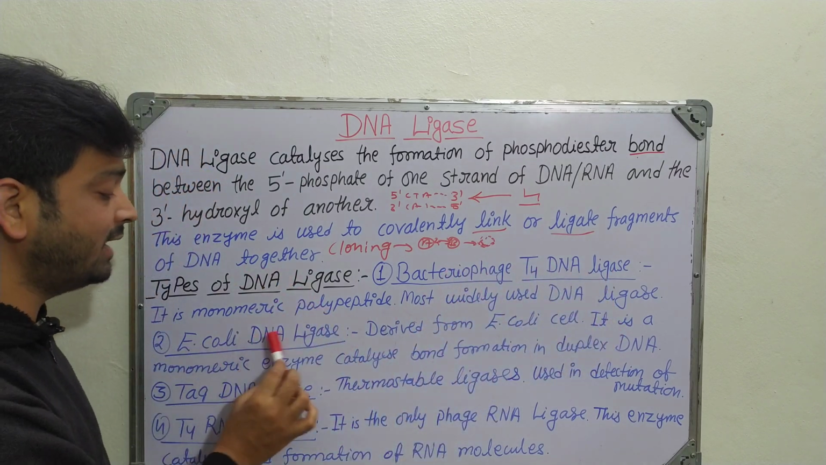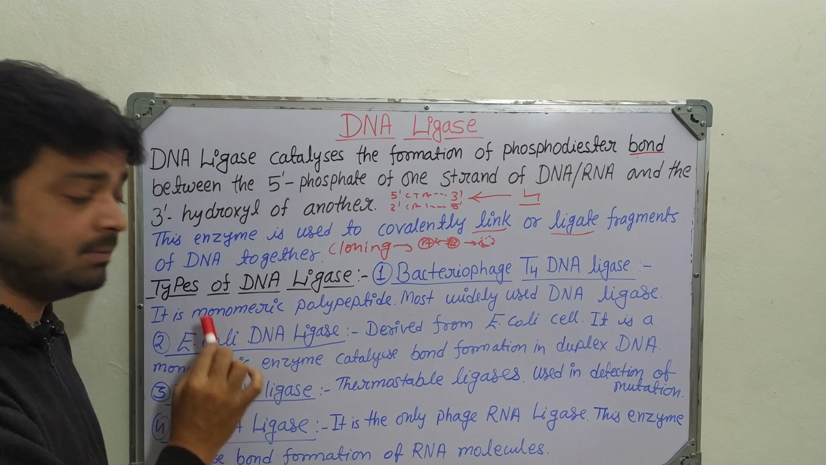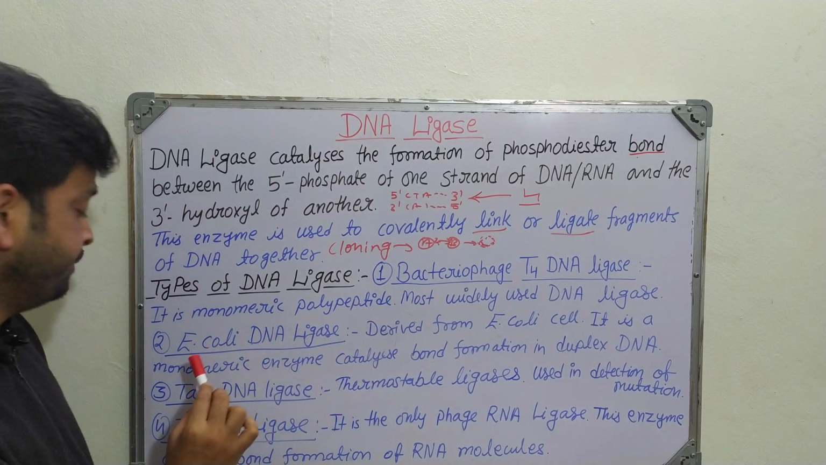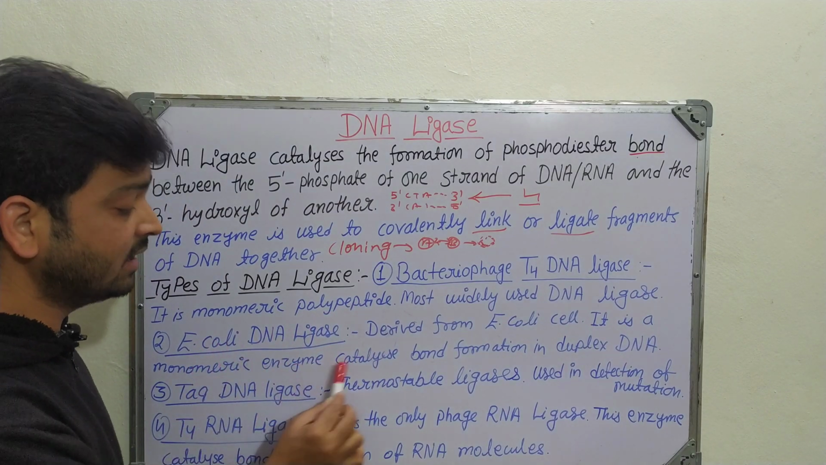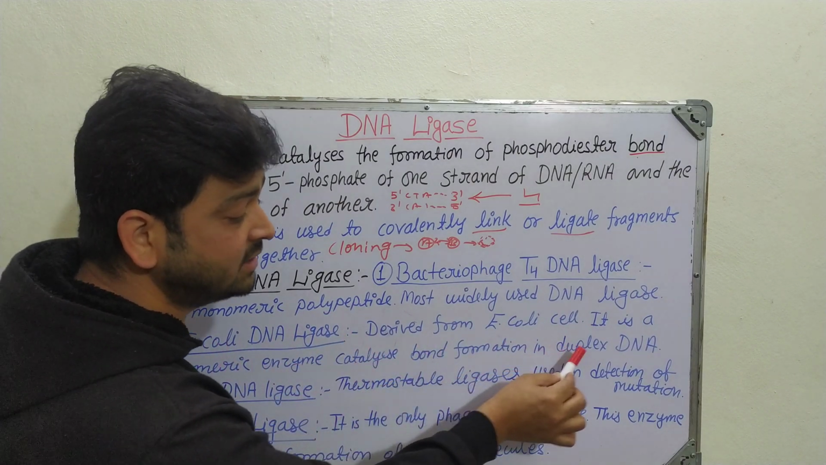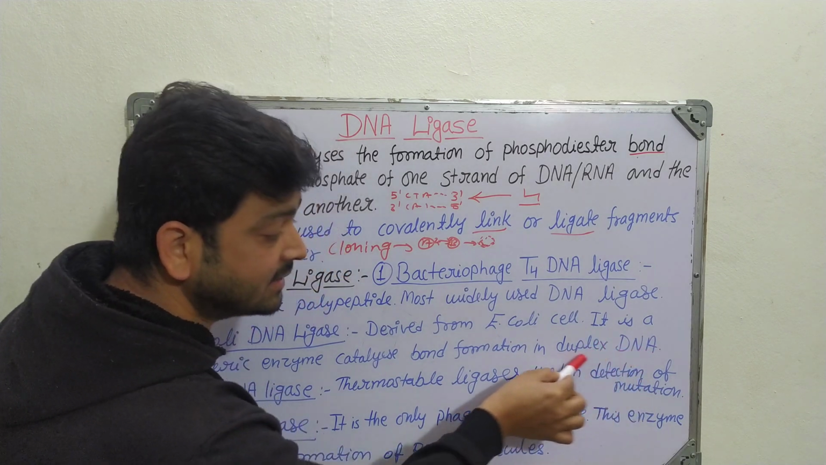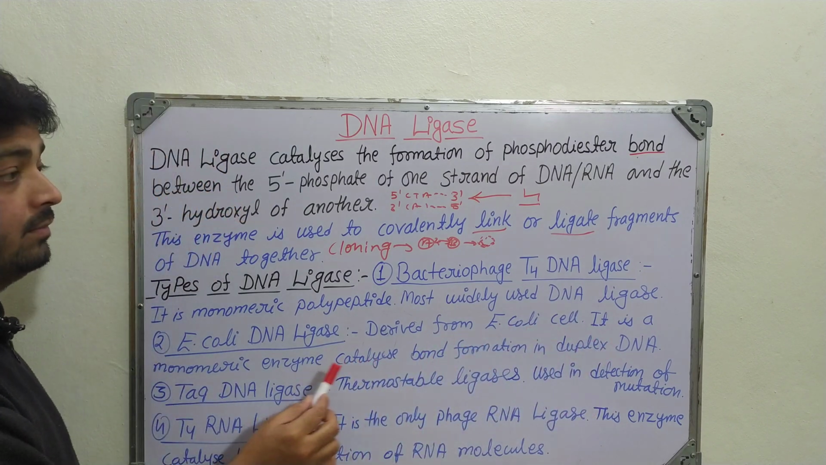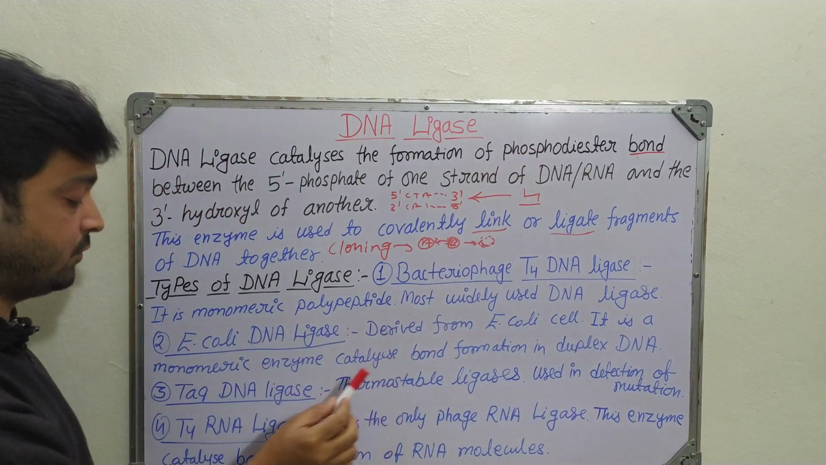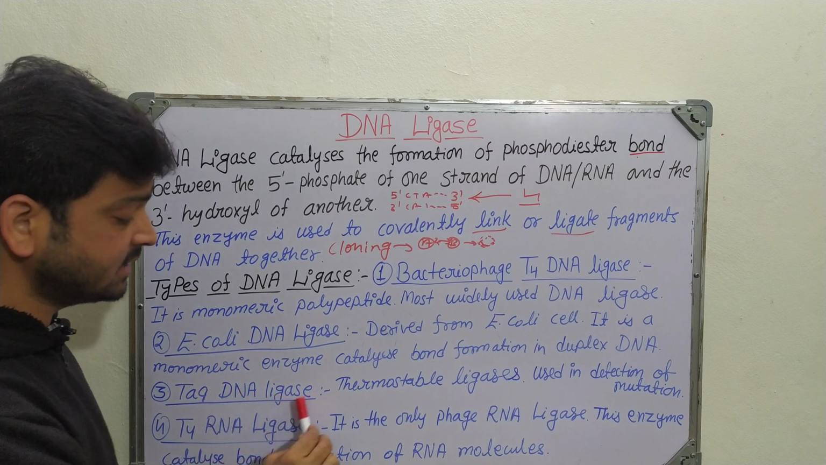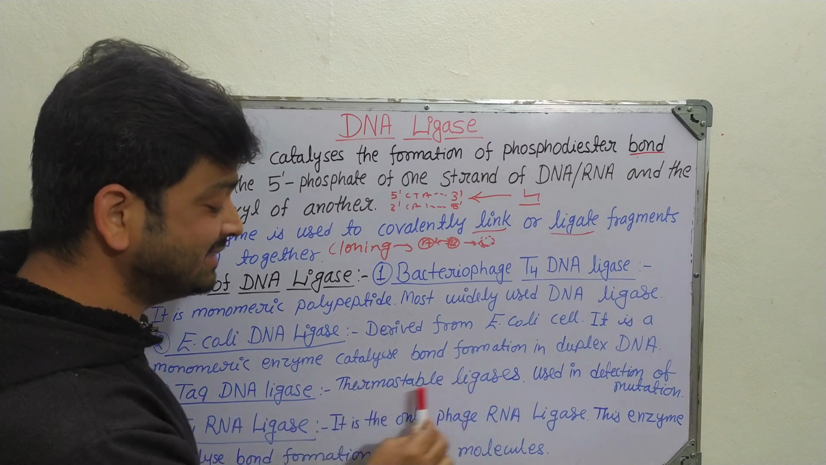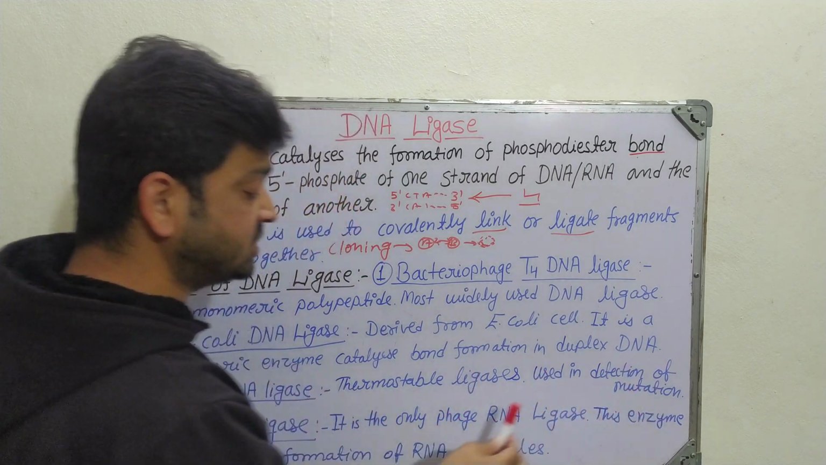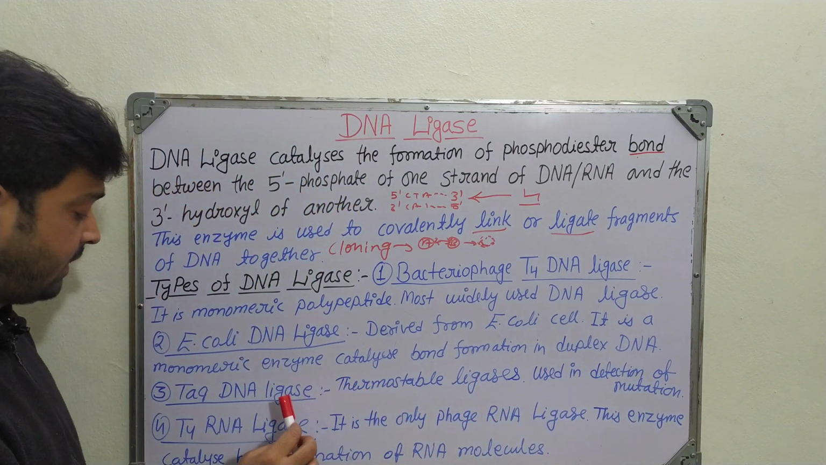Second one is the E. coli DNA ligase. As the name indicates, E. coli is the name of the bacteria from which it is derived, and it is a monomeric enzyme once again which catalyzes bond formation in duplex DNA, right? That is the speciality of this particular ligase. In duplex DNA, it is going to form the phosphodiester bond. The third one is the Taq DNA ligase. This is known as a thermostable ligase used in detection of mutation, right? That is the feature of this particular ligase.